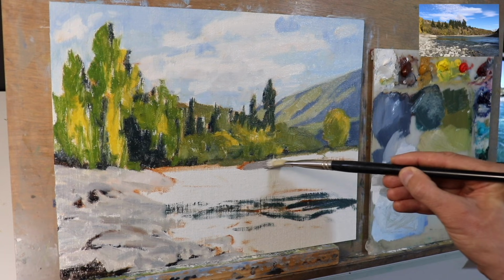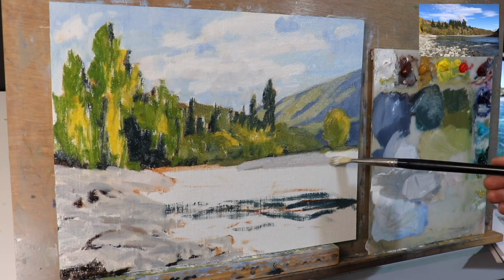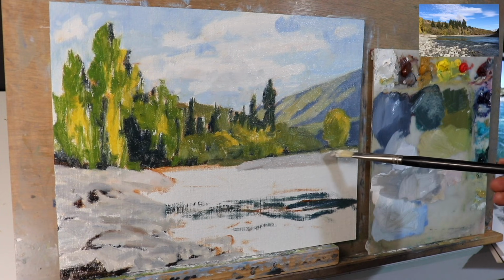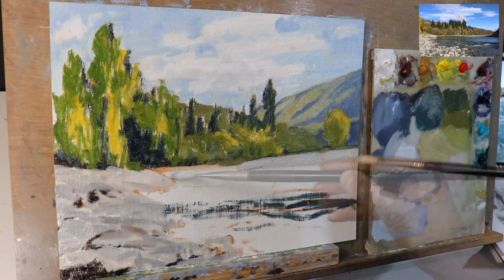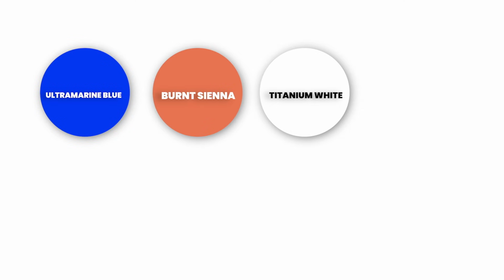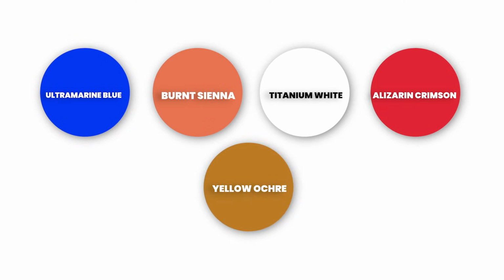Then the other thing was to start painting the rocks that are in the foreground, and I generally wanted a kind of neutral warm grey, so not high in chroma or saturation, and for this I was using combinations of ultramarine blue, burnt sienna, titanium white, alizarin crimson and a little yellow ochre.